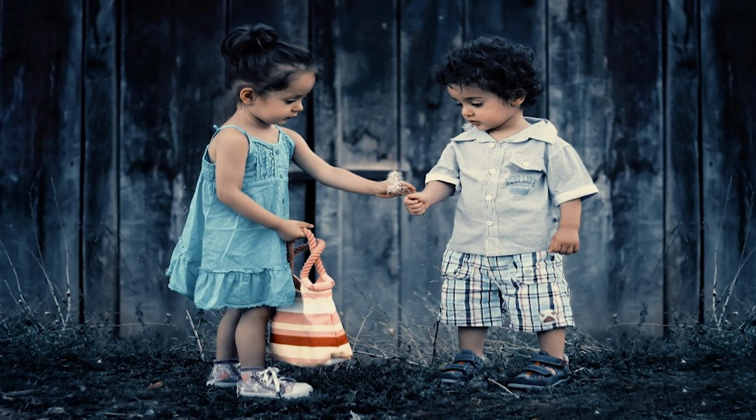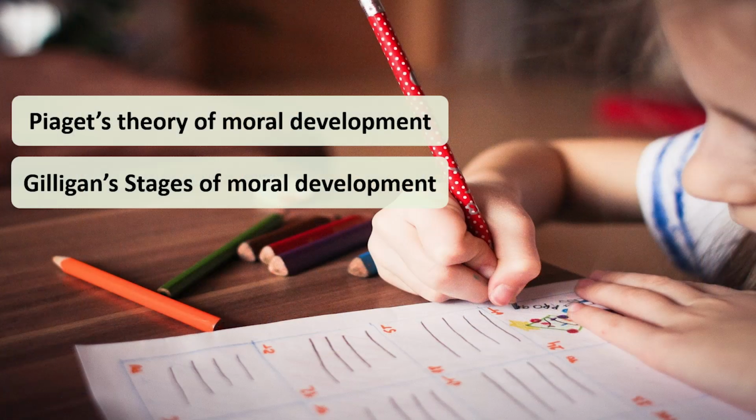Here, I would like to emphasize two theories. One, Piaget's theory of moral development, and the second one, Gilligan's stages of moral development, otherwise known as Gilligan's ethics of care.